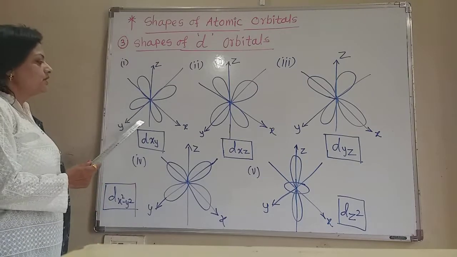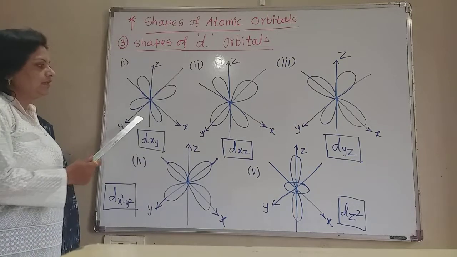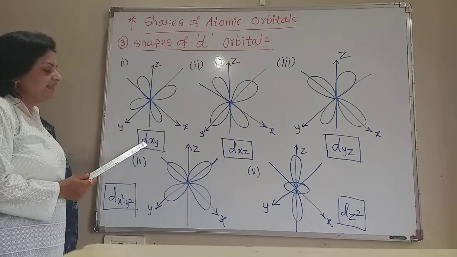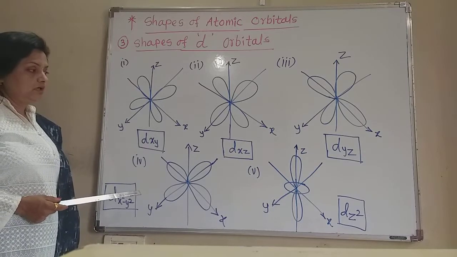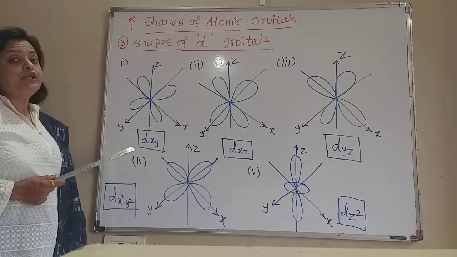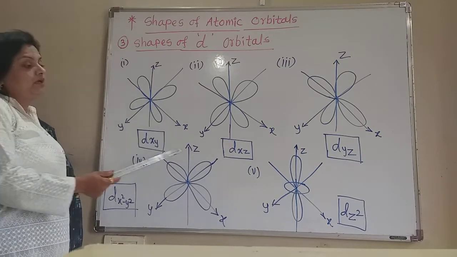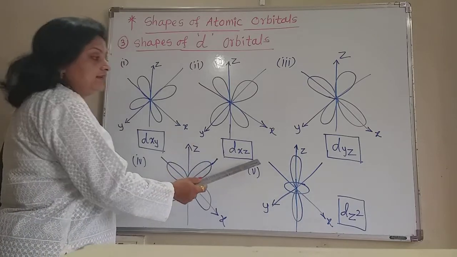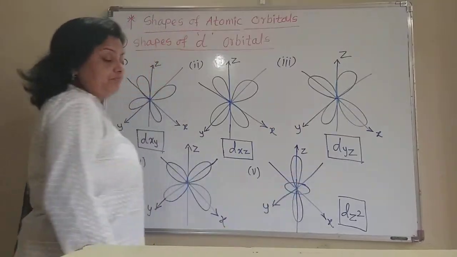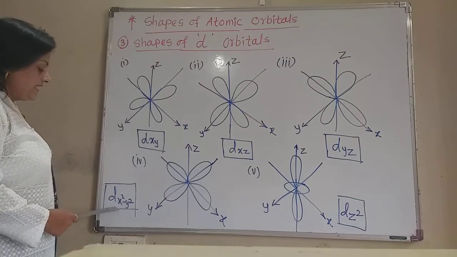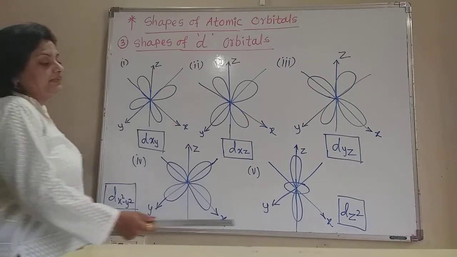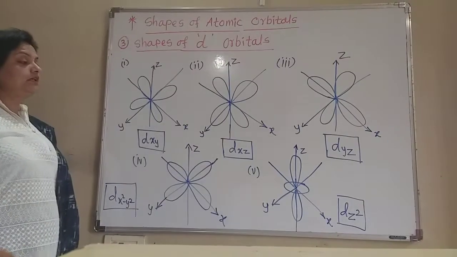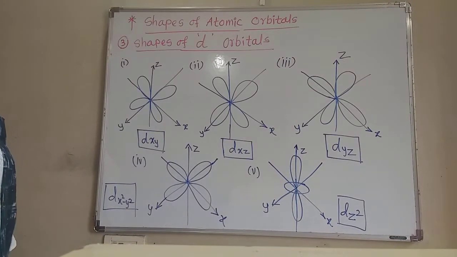Now this is the first d orbital. The name of this d orbital is dxy. Now the 5 d orbitals are dxy, dxz, dyz, dx square y square and dz square. All the 5 different d orbitals are shown here.